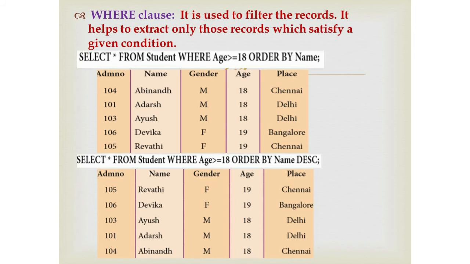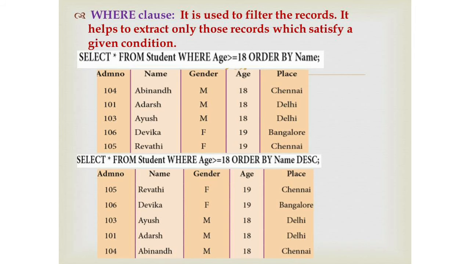This is a condition. Then ORDER BY is used to arrange the data either in ascending or descending order. If DESC or ASC isn't mentioned, by default it will arrange in ascending order only. Here you are going to arrange the data in ascending order by using the name. Now you can see the students list whose age is greater than or equal to 18 and whose names are arranged in ascending order.